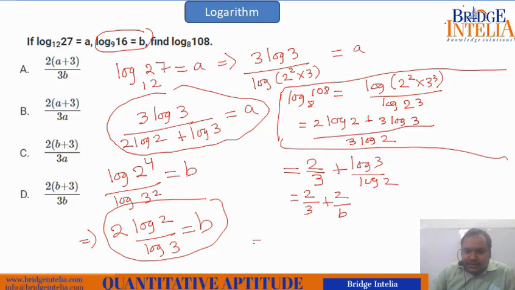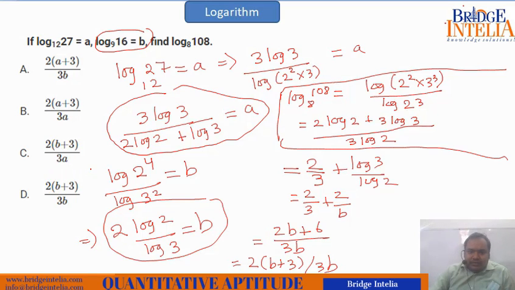So if you solve this, this comes out to be equal to 2B plus 6. If you take 2 common, 2 into B plus 3 whole divided by 3B. So 2 into B plus 3 whole divided by 3B is the correct answer. This is the correct answer. So now let's move further.